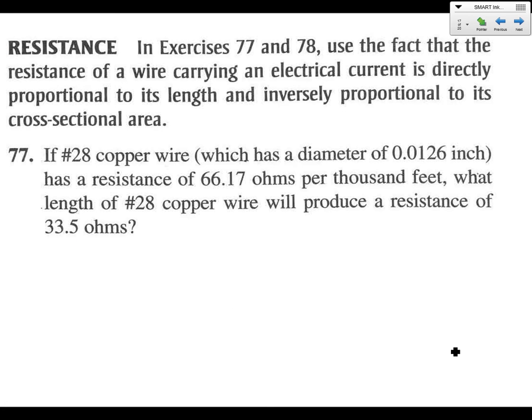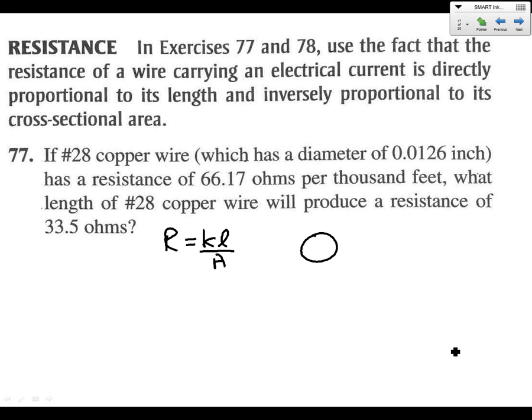All right, in exercise 77 and 78, we'll do 77. Use the fact that the resistance of a wire carrying an electrical current is directly proportional to the length and inversely proportional to its cross-sectional area. If number 28 copper wire, which has a diameter of 0.0126, and so diameter, cross-sectional area. They're throwing a little trick here.